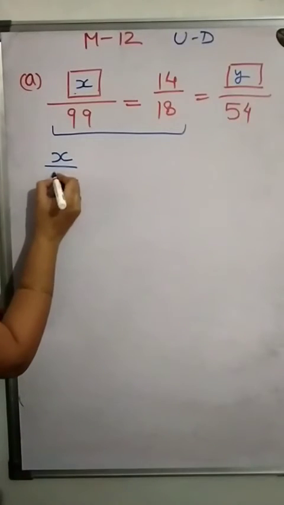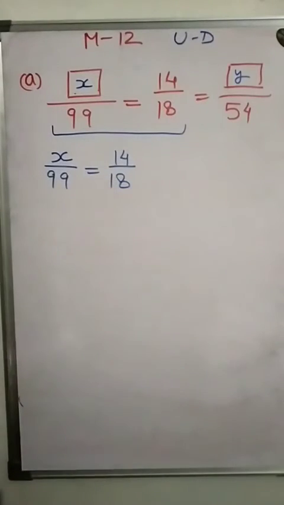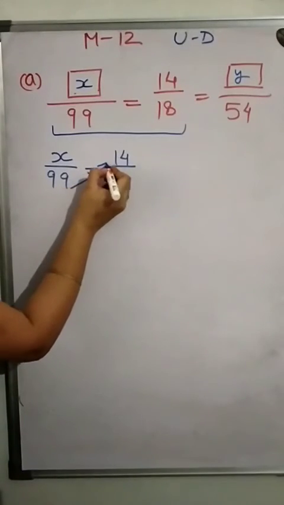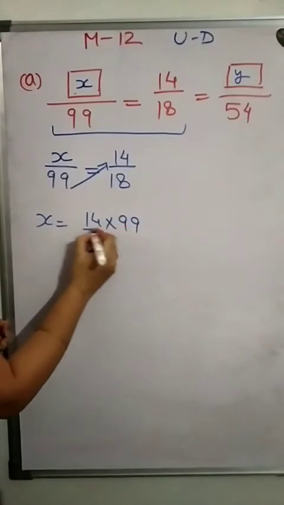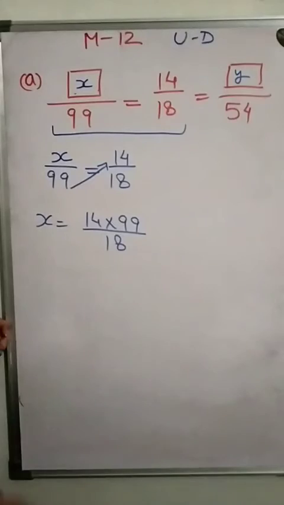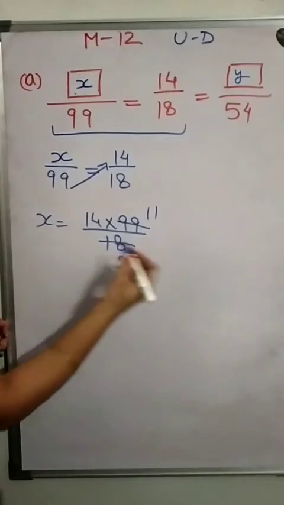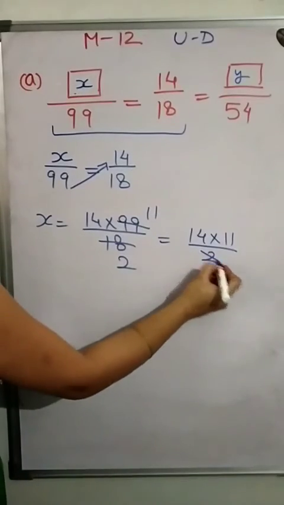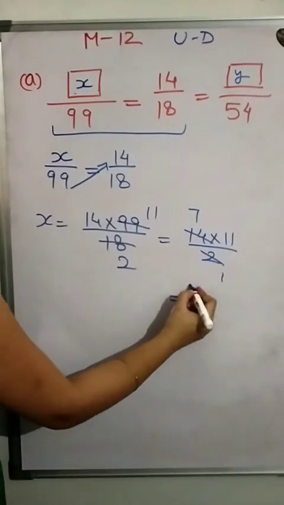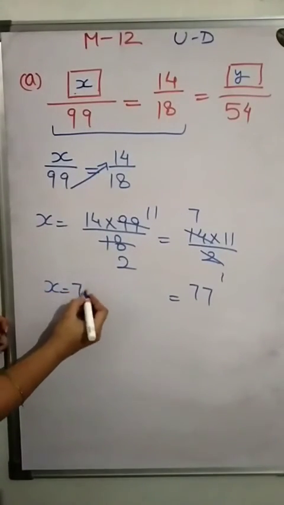So let's take x upon 99 is equivalent to 14 upon 18. What do we do next? In the same way, by cross multiplication, this 99 goes here. So x is equivalent to 14 multiplied by 99 upon 18. Can we cut? Yes, we can cut. 9 ones are 9, 9 twos are 18. Further also we can cut, but first you write them. Then again we cut: 2 ones are 2 and 2 sevens are 14. So this is equivalent to 77. So the value of x is equivalent to 77.